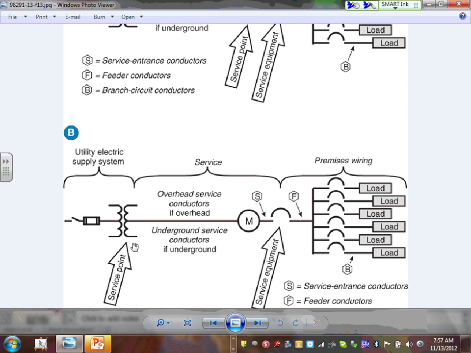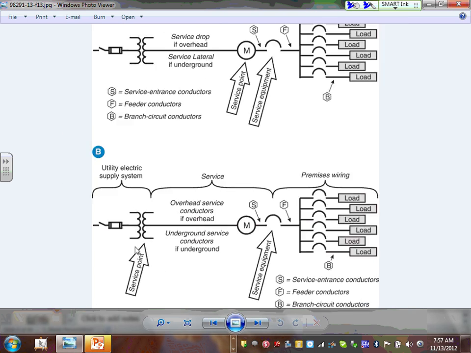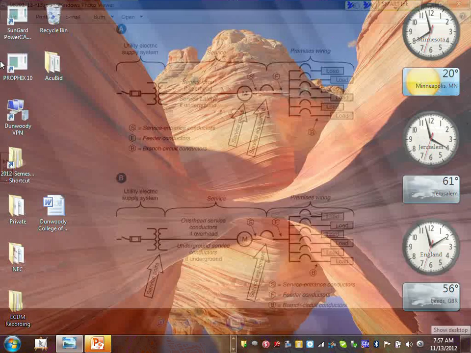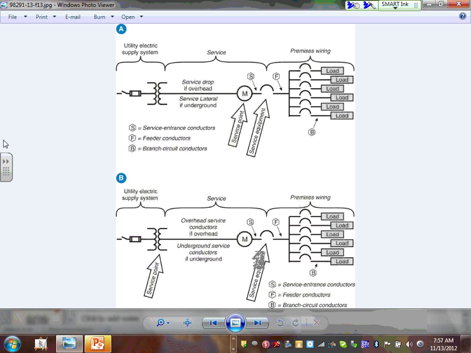Oh, look at this. This is really cool. This is where the service point is. Can you guys see the difference between them? The only difference between these two is what? Where's the service point here? Here's my service point. Can you guys see that? This is uncommon, where they give you access to their transformer. Utilities don't like to do that, guys.